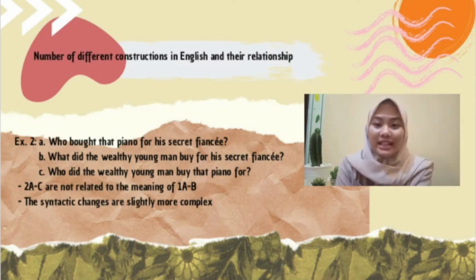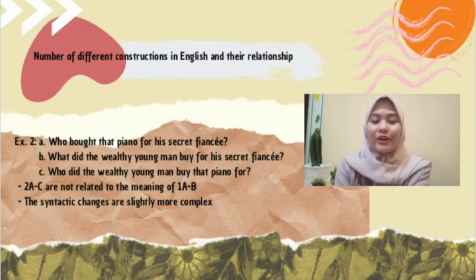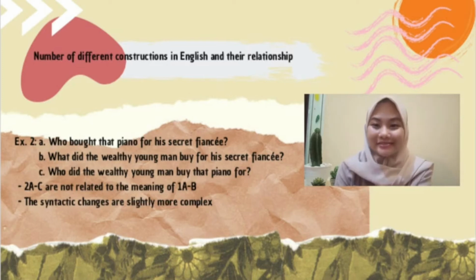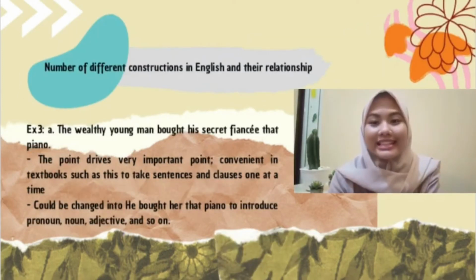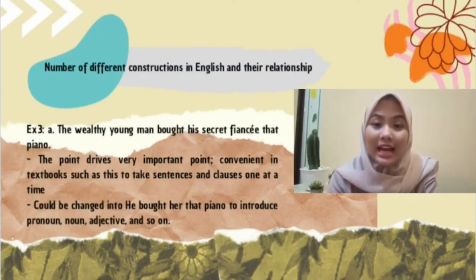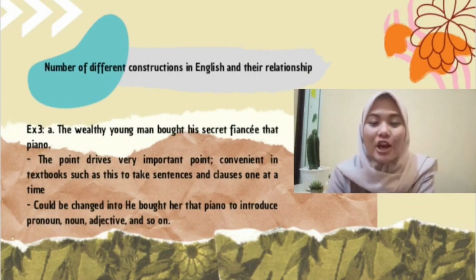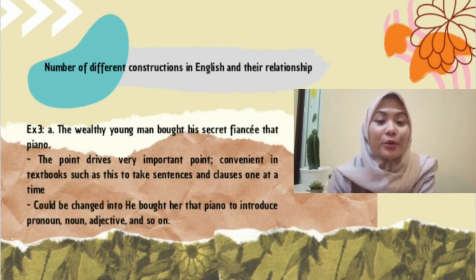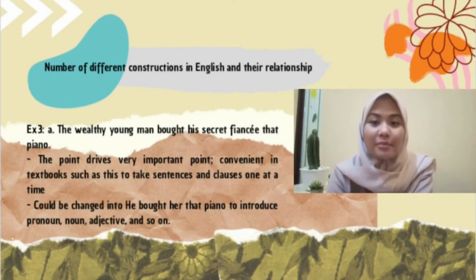It makes more sense to consider 2a as related in meaning to someone bought a piano for his secret fiancé, and 2b as related in meaning to the wealthy young man bought something for his secret fiancé. Example 3 takes sentences and clauses one at a time, accompanied by many other clauses and sentences. To make the example more realistic, we should change it to he bought her that piano.